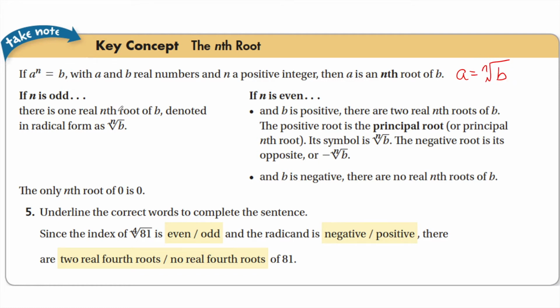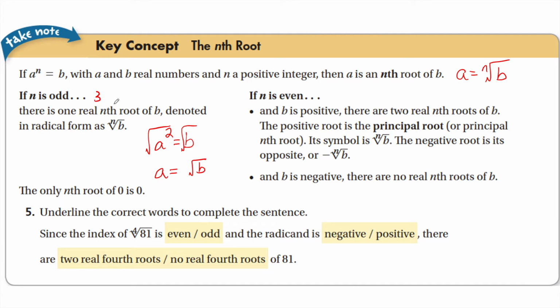In other words, it's kind of like you're working backwards, where if I said we had a squared is equal to b, and I wanted to get a by itself, I would take the square root of both sides, and then you would have a is going to equal the square root of b. That's essentially all this entire thing is really saying. But the most important part is the fact that if n is odd, so if it's a 3, 5, or 1, or anything like that, where it's an odd number, there is one real nth root.